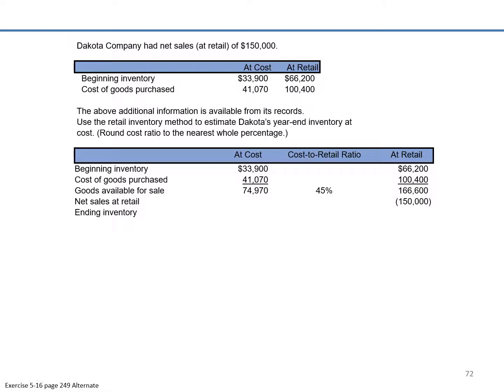So they tell us that we had net sales at retail of $150,000. So that means our ending inventory is 16,600 at retail times 45% means that it costs 7,470, sorry. So if we back into our net sales at cost, that must mean it's 67,500. And we could also estimate our cost of goods sold by taking our cost of goods available for sale less our ending inventory is 67,500.